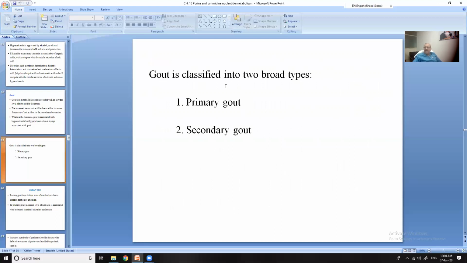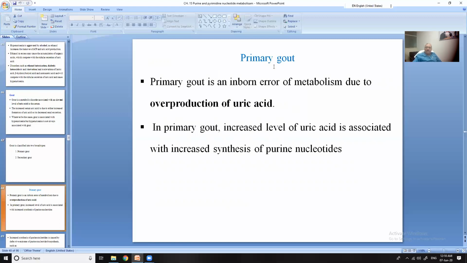Gout is classified into two broad types, primary gout and secondary gout. What is primary gout? Primary gout is an inborn error of metabolism due to overproduction of uric acid. Okay, more and more breakdown of AMP, ATP, ADP, GTP, GMP, GDP, if they are more and more associated.